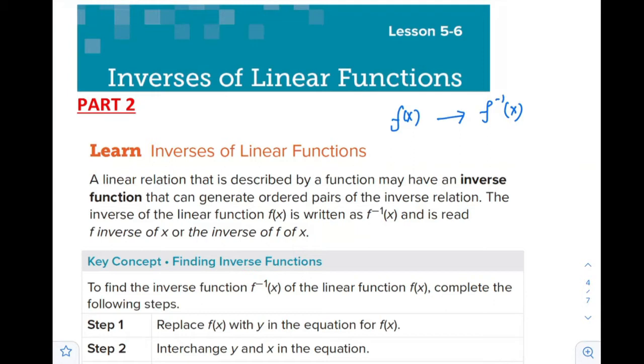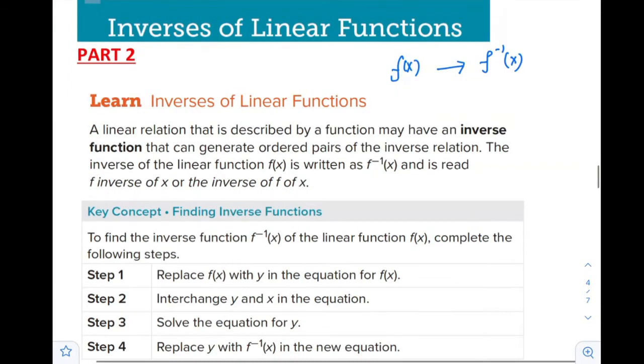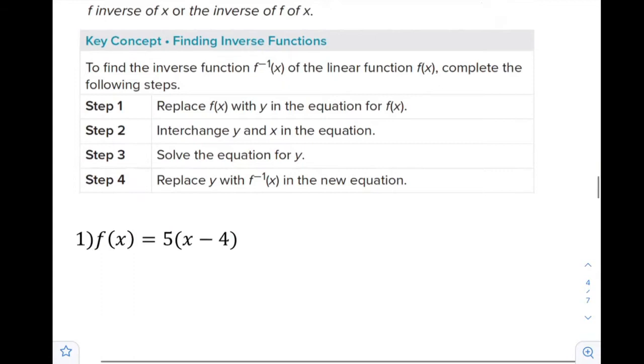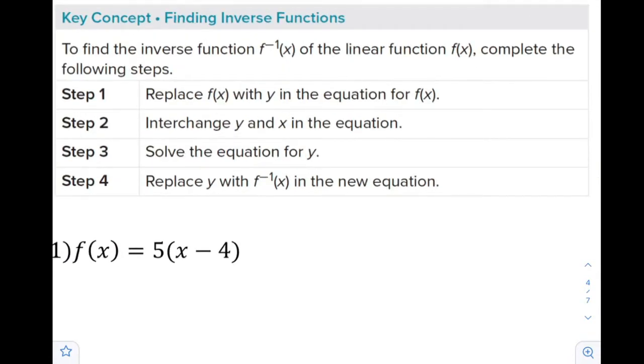Inverse of linear functions can be found using the following steps. Step 1, replace any f of x with y. Step 2, interchange y and x. Step 3, solve the equation for y, so we must have y equals something. Replace y with f inverse. This y is the same as f inverse.